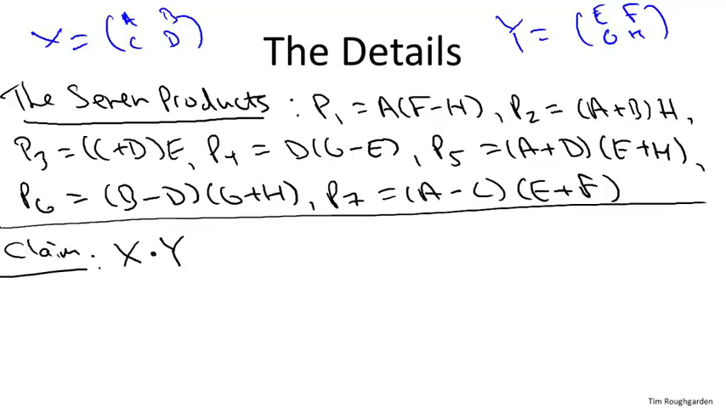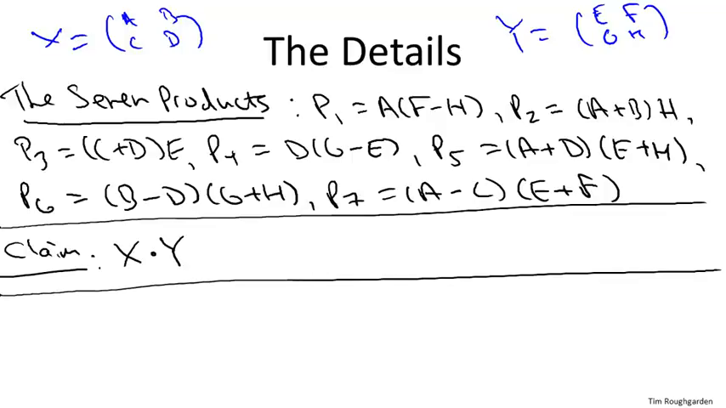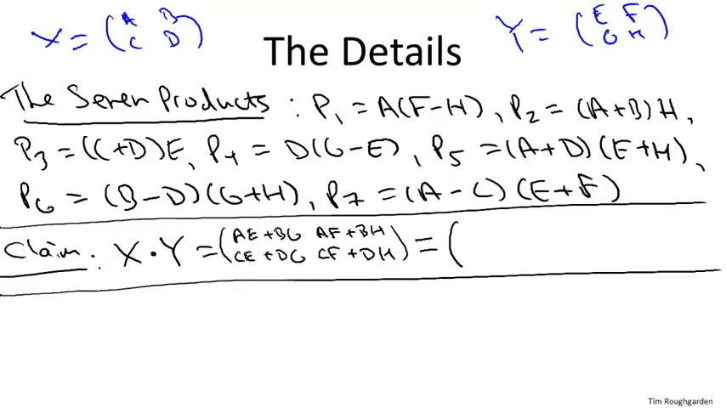So X times Y, you'll recall we expanded in terms of the blocks. So we previously computed this to be AE plus BG in the upper left corner, and then similarly expressions for the upper right, lower left, and lower right blocks. So this we already know. So the content of the claim is that these 4 blocks also arise from the 7 products in the following way.